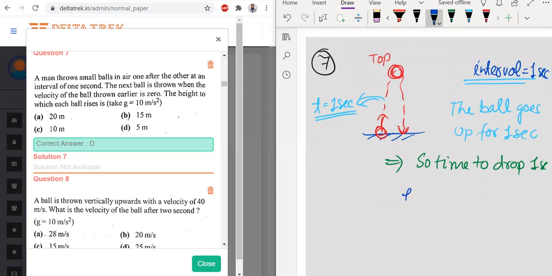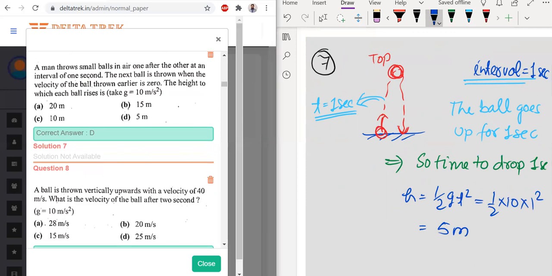So h I can solve, it is half gt square. Now the t is 1 second, so half into 10 into 1 square, so it is 5 meter. तो ये थोड़ा लॉजिकल क्वेश्चन था, प्रॉपरली प्रोसीड करना था आपको.